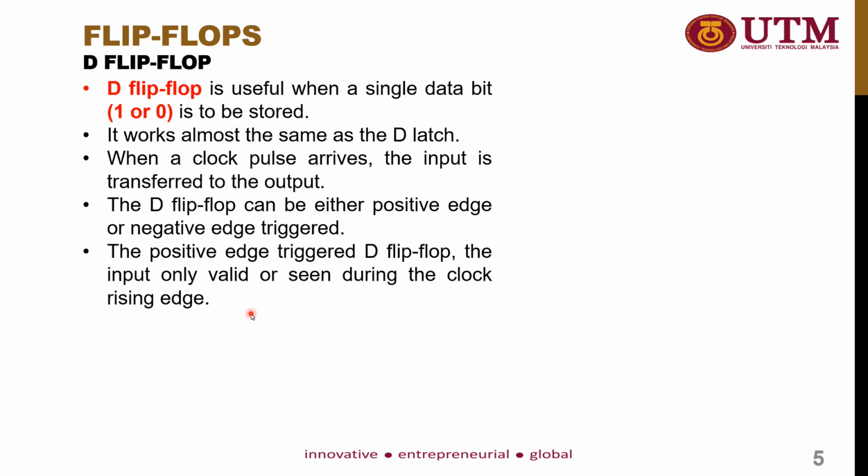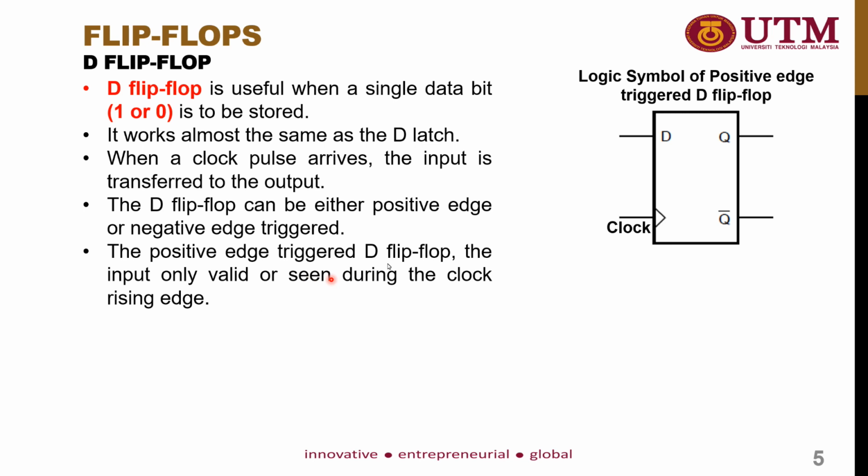So as I've shown you in the previous slide, for positive edge triggered, the output can be changed only at the rising edge, and for negative edge triggered, the output can be changed at the falling edge. So this is the logic symbol of the positive edge triggered D flip-flop. It has two inputs, which are D and an active high clock, because it doesn't have any bubble here. That's why it is called positive edge. And then, as usual, it has a total of two outputs, which are Q and Q bar.